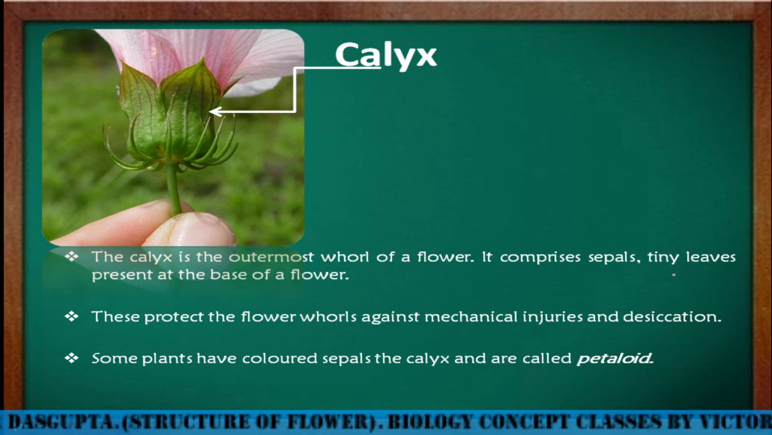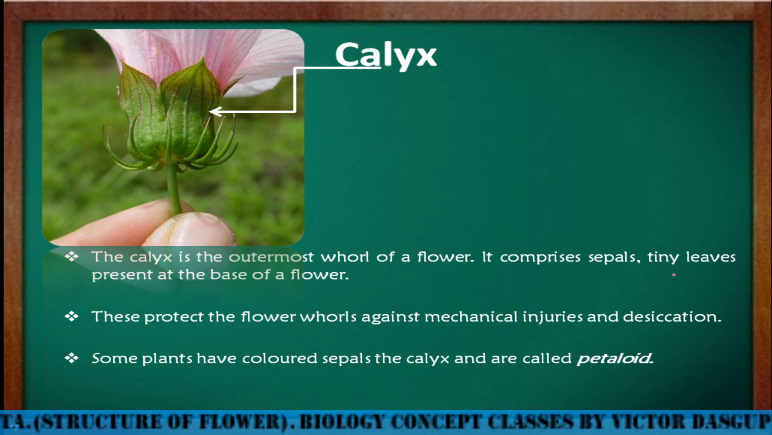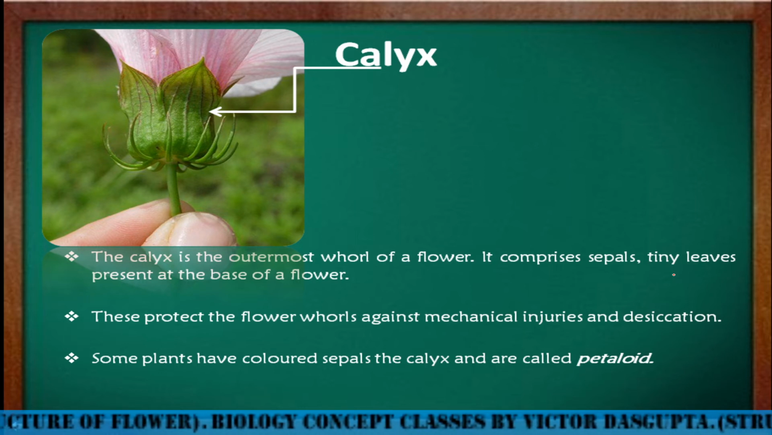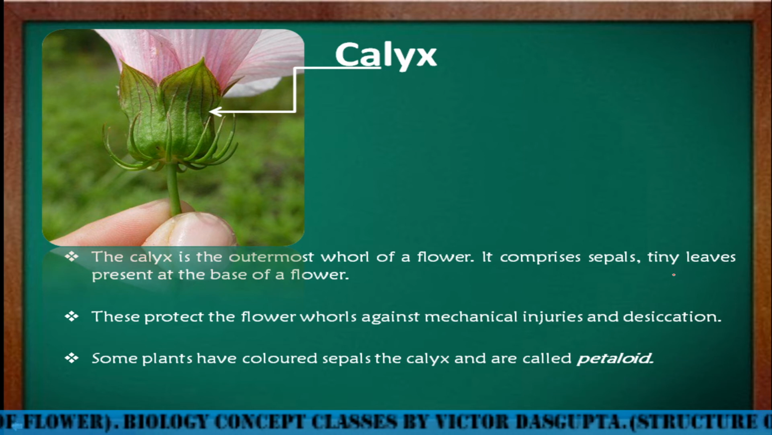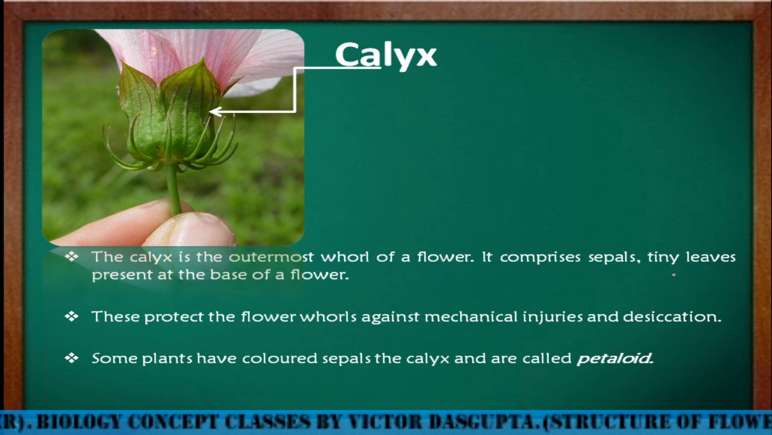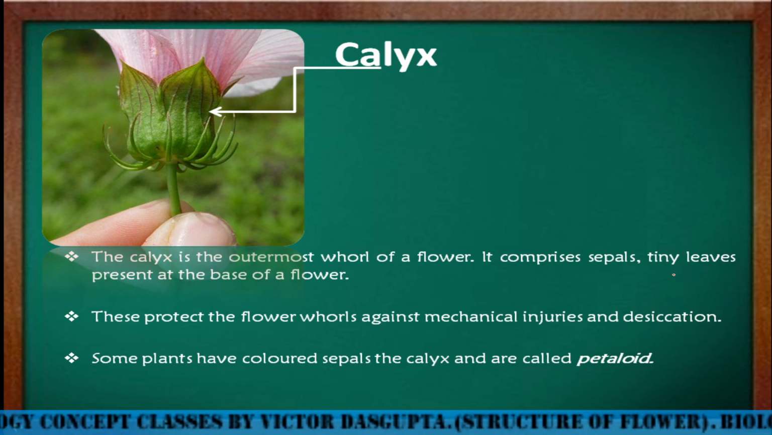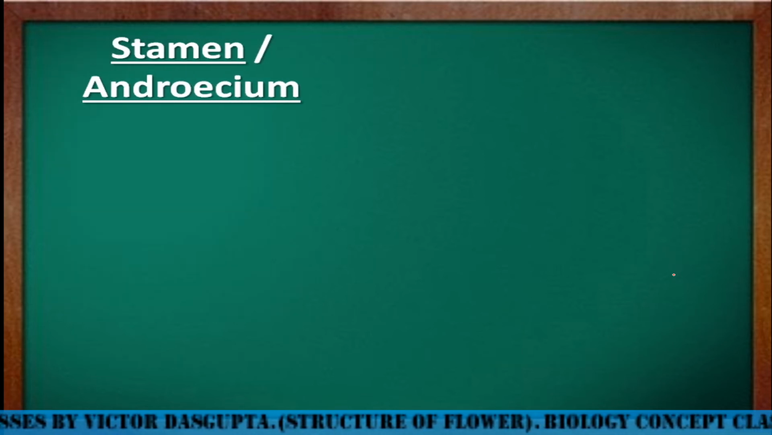Some plants have colored sepals, or calyx, the sepals and calyx are the same thing, and these are called petaloid. Okay, these are called petaloids. So now we will proceed to the next one, that is the reproductive part.